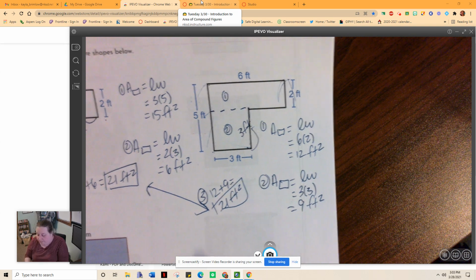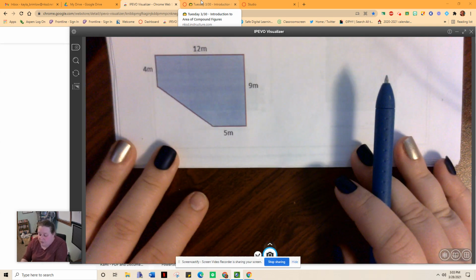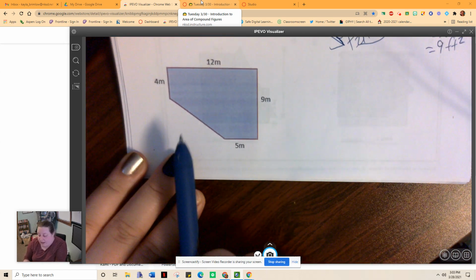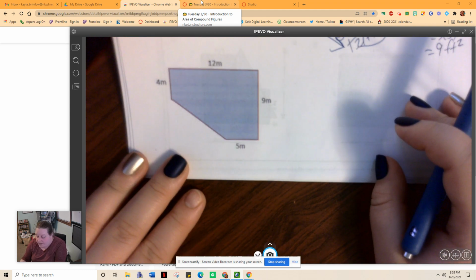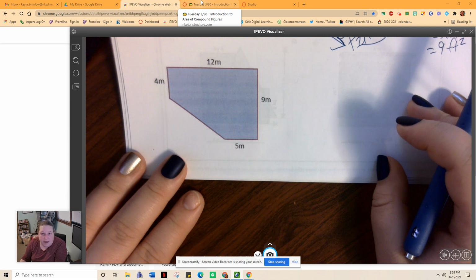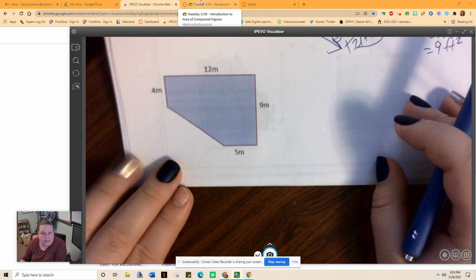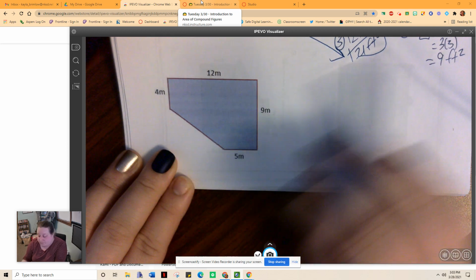Okay? So I'd like you to pause and try and find the area of this figure, breaking it apart however you see it best. And then I'd like you to come back so you can see how I broke it down and see if you got the same area.